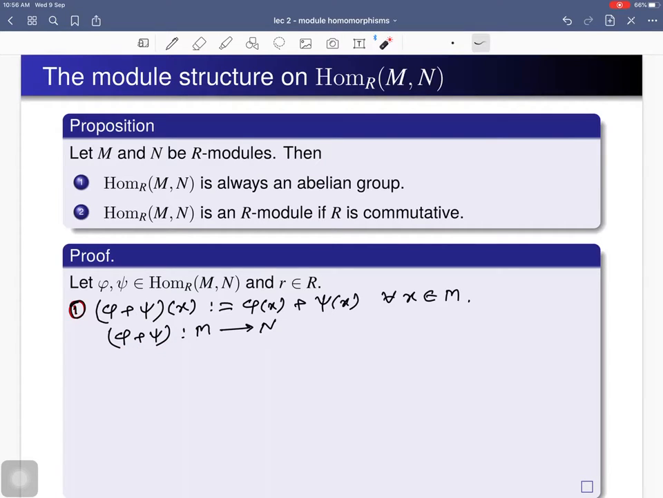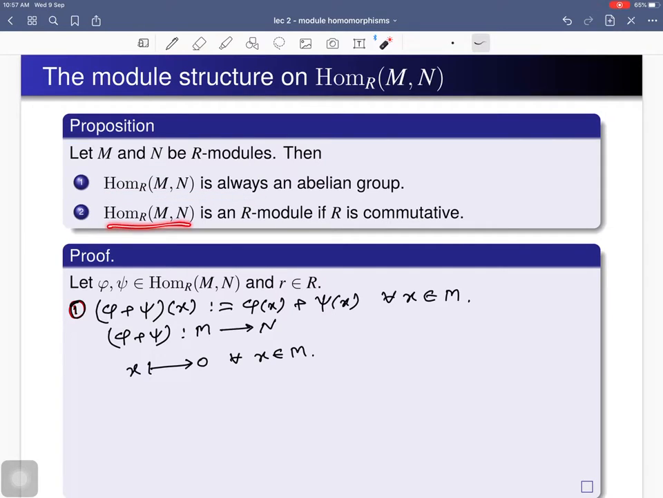Now using this operation you can prove that this set is actually an abelian group, because you can verify that this operation is commutative and also associative, and we can have an identity. What is that? Here you consider this map where everything is going to the 0 element of N, so this is for all x, and also each morphism phi has an additive inverse, namely minus phi. Okay. So this set is an abelian group.